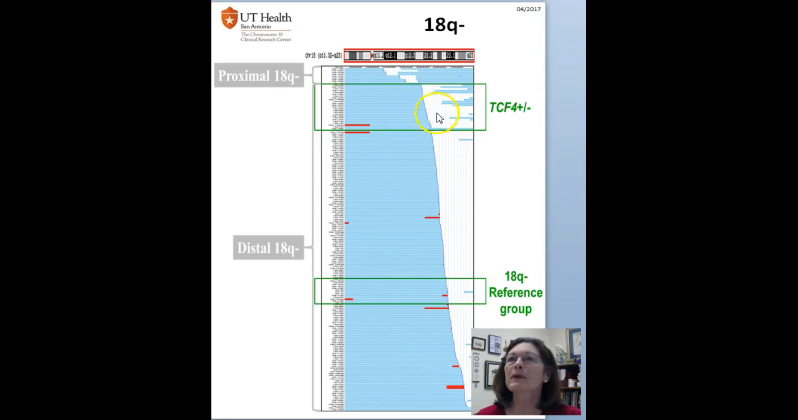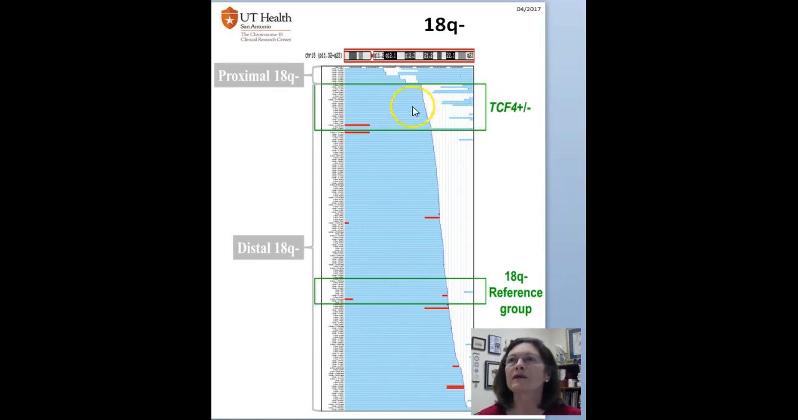All these other people up here have either a terminal deletion, like this person, or an interstitial deletion, like this person or these people. And they all have deletions that include TCF4, and so they have what's considered Pitt-Hopkins syndrome, and so that's quite different from the other people with chromosome 18 abnormalities.